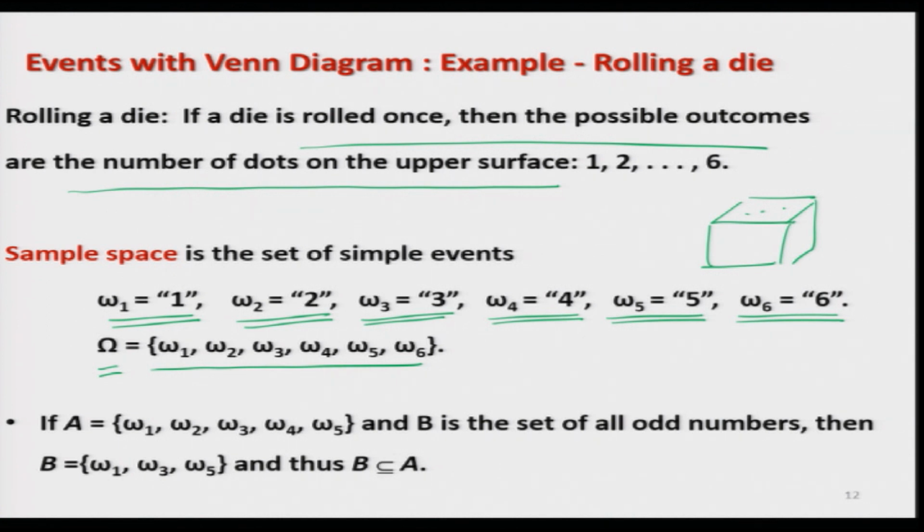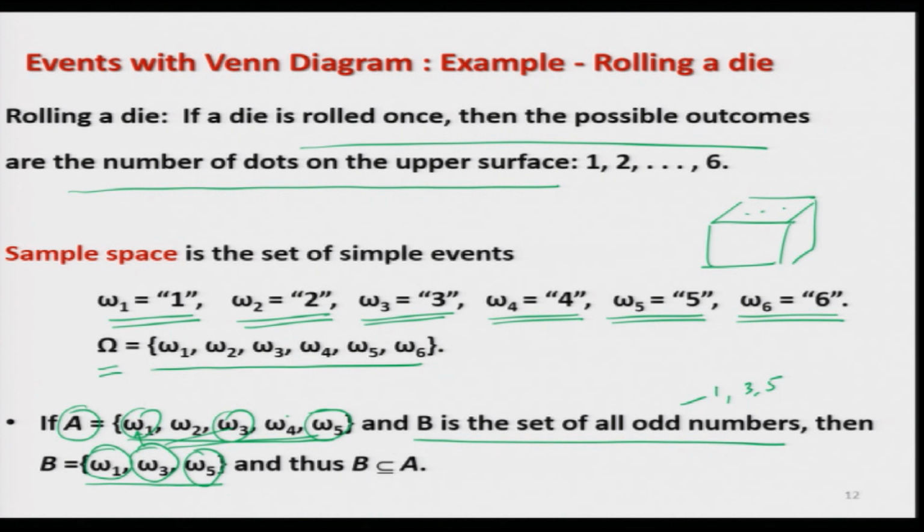Now, suppose you define an event A which consists of the 5 numbers 1, 2, 3, 4, 5. Then this event A is the collection of points omega 1, omega 2, omega 3, omega 4 and omega 5. We define one more event B, which is the set of all odd numbers. From this capital omega, the odd numbers are 1, 3 and 5. So, B contains the simple events omega 1, omega 3 and omega 5, and you can see that these elements are here, right. So, obviously, B is a subset of A. This is how you define such an event, right.